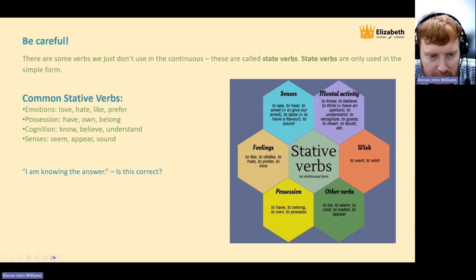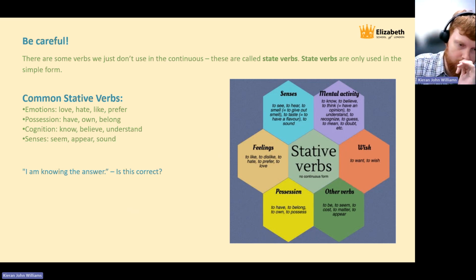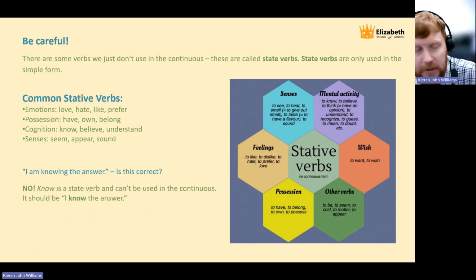So we've got an example here on the screen. Can we say, "I am knowing the answer"? Does that sound right? Hopefully you're all saying that. No, it isn't right. And because it isn't right, that's why. "Know" is a state verb, it can't be used in the continuous. So the correct answer should be "I know the answer."